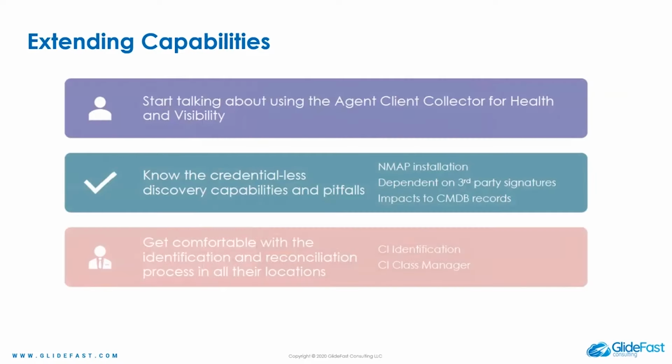Okay, so another high value point here for extending capabilities is to start talking about the agent client collector for help and visibility. It's good to make the customer aware that there are other options as alternatives to credential discovery. There's the alternative using the agent, which would not require credentials. Also know the credentialless discovery capabilities and pitfalls like Nmap installation, dependence on third-party signatures, and impacts to CMDB records.